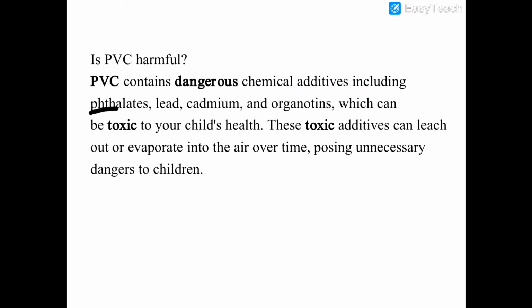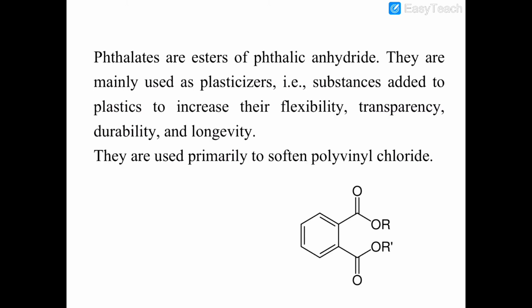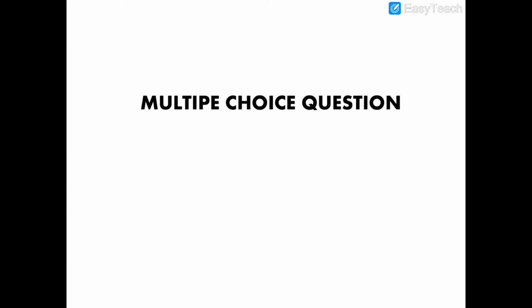Here I am using one word, phthalates. Phthalates are esters of phthalic anhydride. They are mainly used as plasticizers. Plasticizers are substances added to plastic to increase their flexibility, transparency, durability and longevity. They are used primarily to soften polyvinyl chloride.